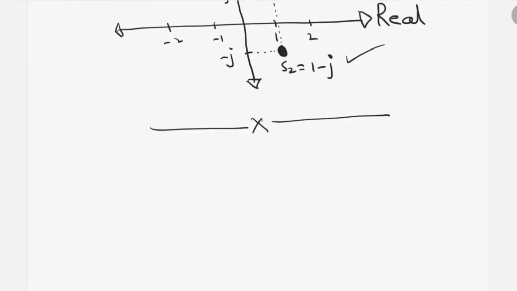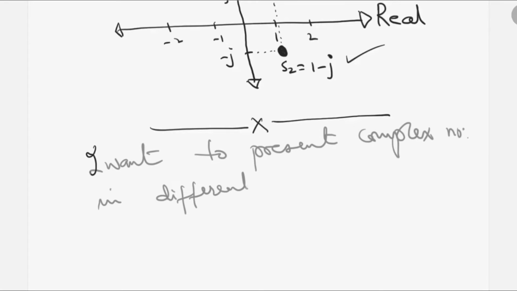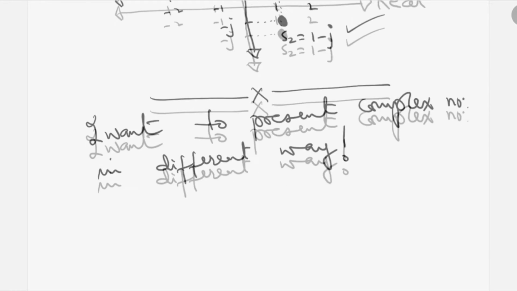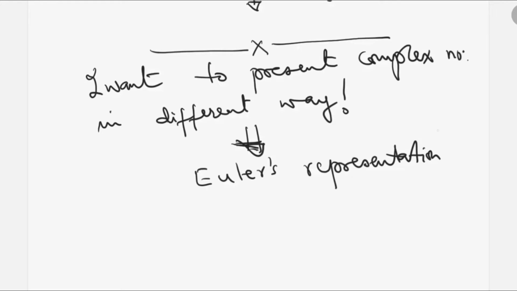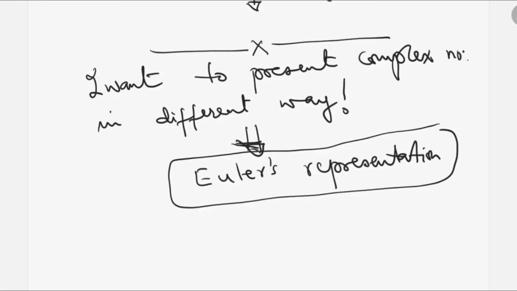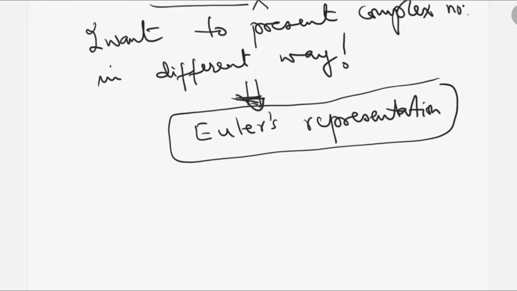Let's say I want to present the complex numbers in a different way. What could be that method? That method is called Euler's representation, or you can just call it a way to represent complex numbers using Euler's equation. So what is Euler's equation? In case you don't know, it looks like this.